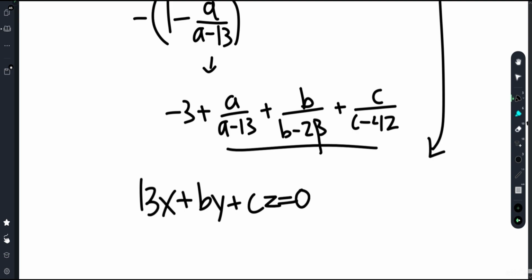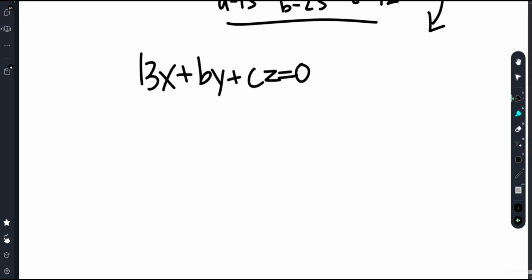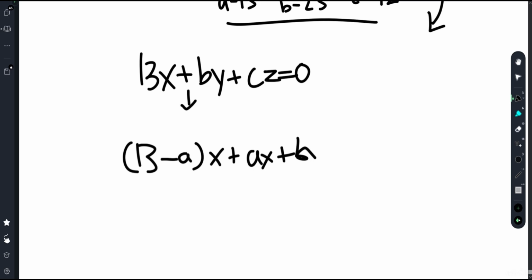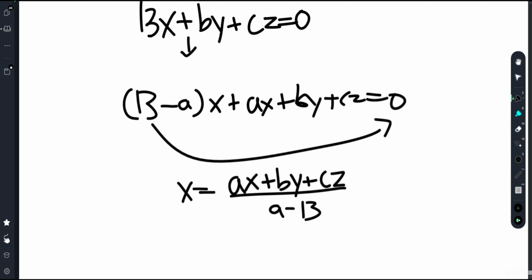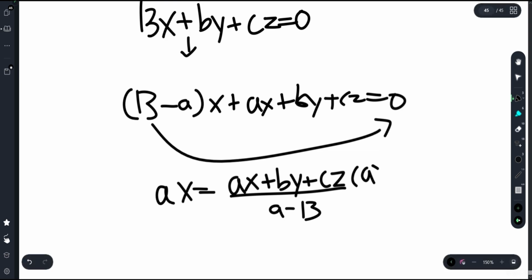And so what we can do to solve this is that we can do 13 minus a, which gets us that a minus 13 term, plus ax plus by plus cz is equal to 0. And so moving this to the other side, we get x is equal to ax plus by plus cz all over a minus 13. And we multiply this by a to get that a over a minus 13 term. So now, similarly, we can do this for all of the other terms.